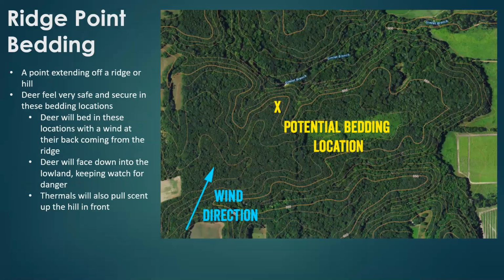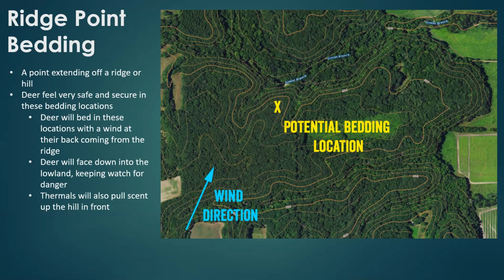Now, this next example is arguably my favorite type of buck bedding habitat. This is the one I've had the most success on public land in Illinois, and this is ridge point bedding. And so again, we're looking at topographic maps. So we'll break it down and slow things down a little bit.